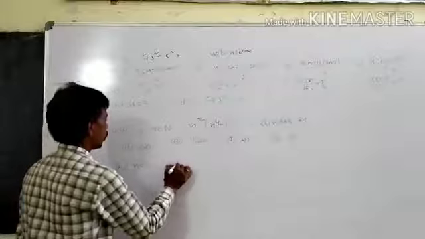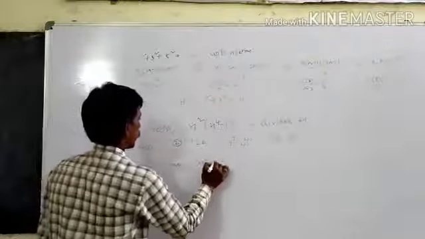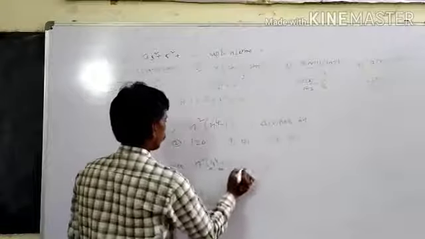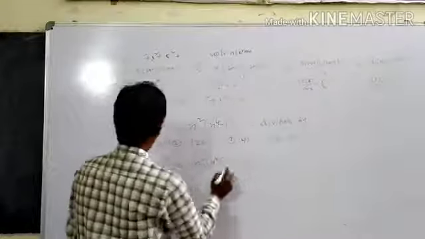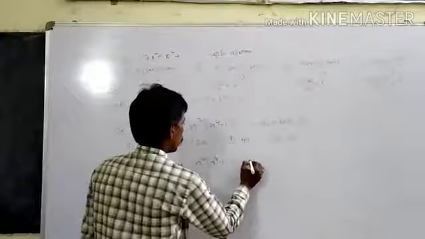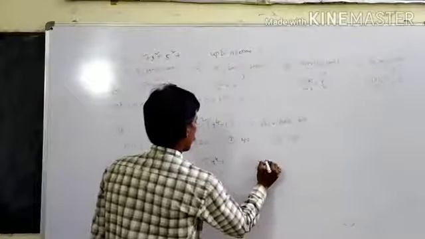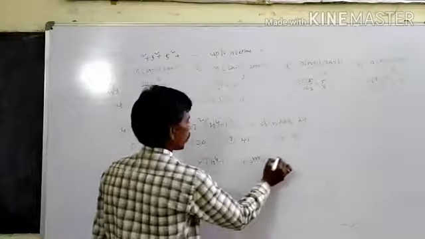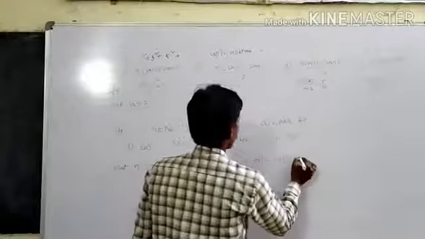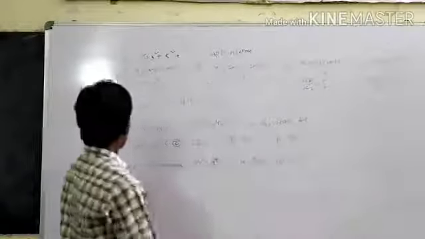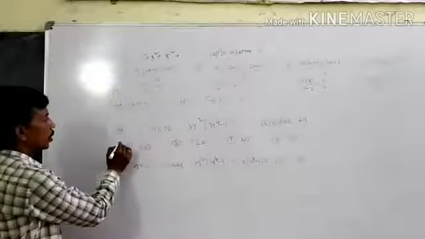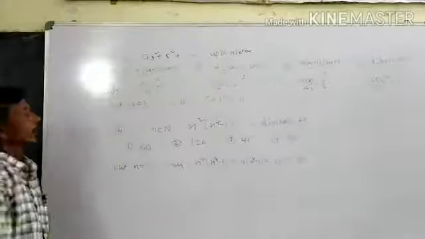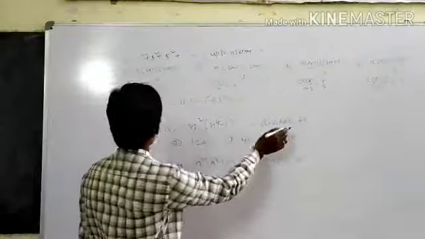Then n square into n power 4 minus 1: 2 square, 4, into 2 power 4 minus 1. So that equals 4 into 16 minus 1, 15, that equals 60. Therefore 60 is divisible by, for all n belongs to N, n square into n power 4 minus 1 is divisible by 60.